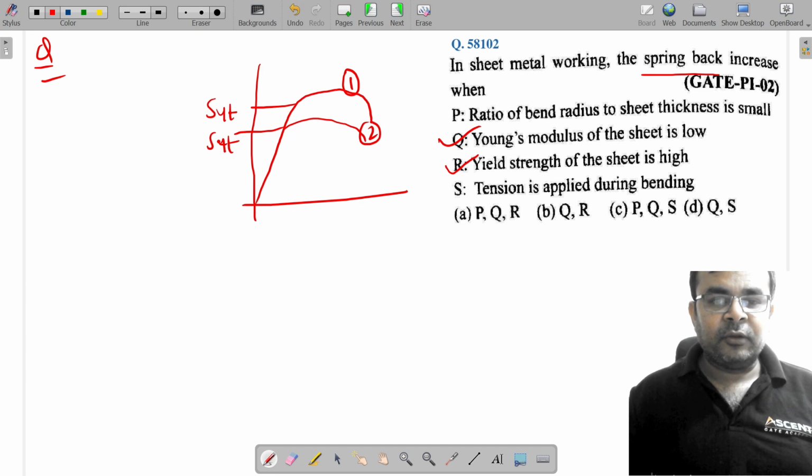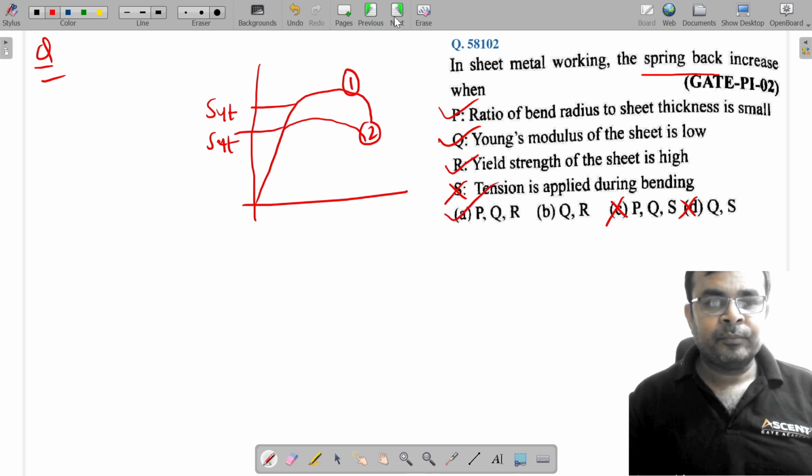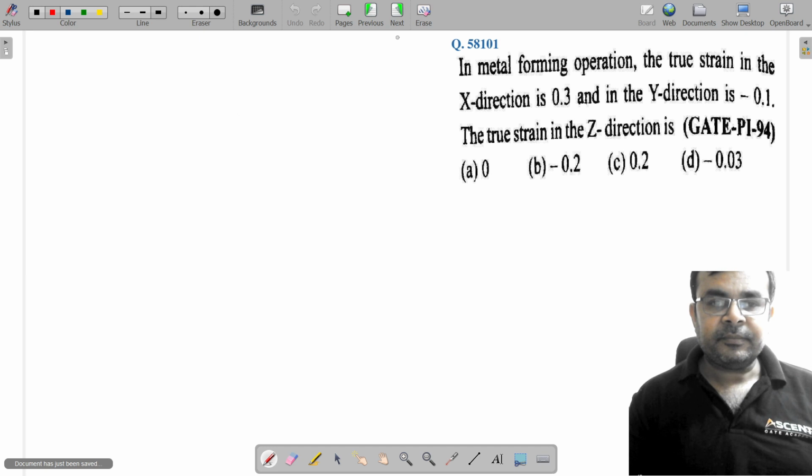Tension applied during the bending, this does not depend upon this. Spring back does not depend on the applied load. So S option is wrong. If S option is wrong, so this is a wrong answer. This is a wrong answer. QR is here. Now the ratio of bend radius to sheet thickness, yes, it also depends upon this. So the correct answer is option A. Correct answer is option A.